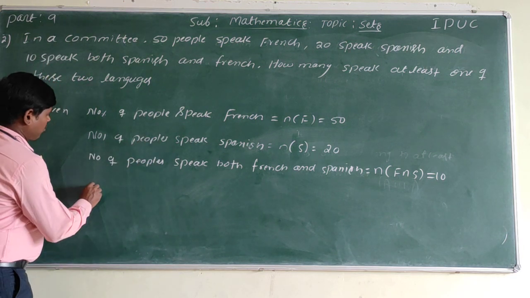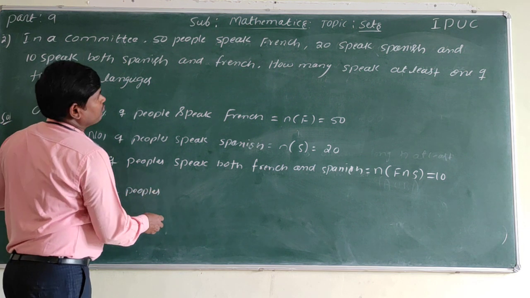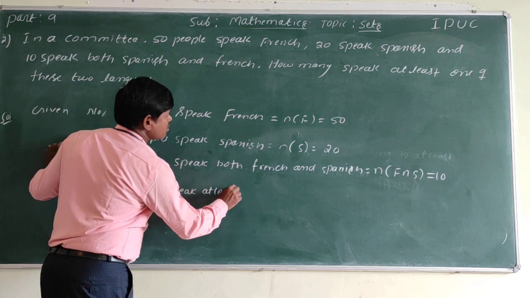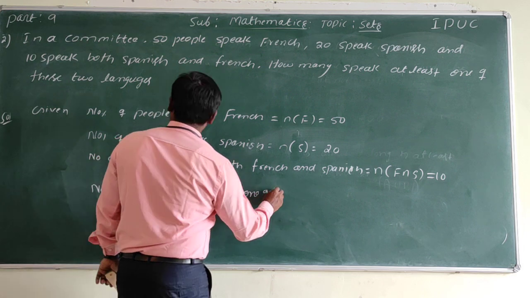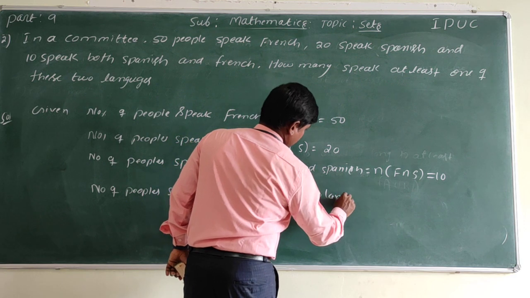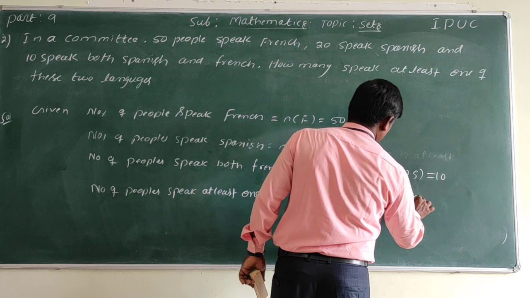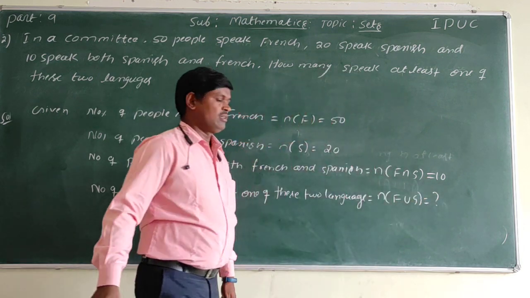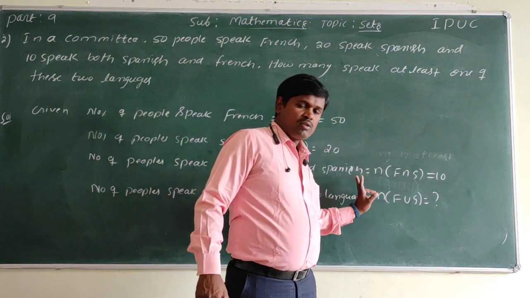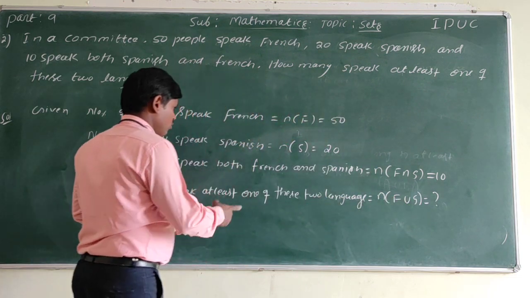That means the number of people who speak at least one of these two languages is n of F union S, which is the question. At least one of these two languages means they speak French or Spanish. Okay, so we have a formula.